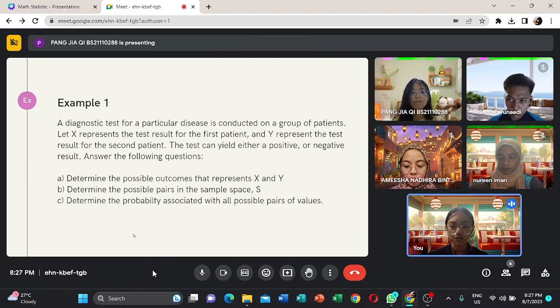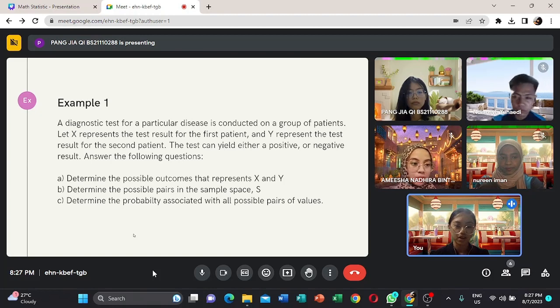Okay, so now we will move on with the example. For example 1, a diagnostic test for a particular disease is conducted on a group of patients. Let X represent the test result for the first patient and Y represent the test result for the second patient. The test can yield either a positive or negative result.